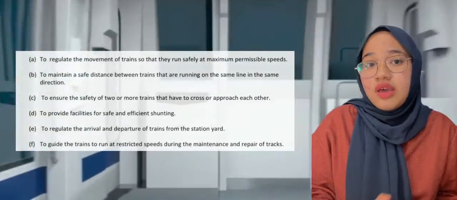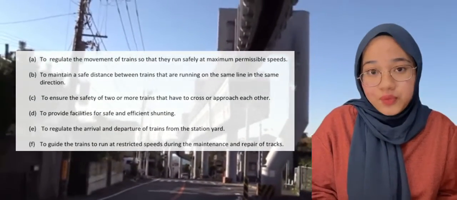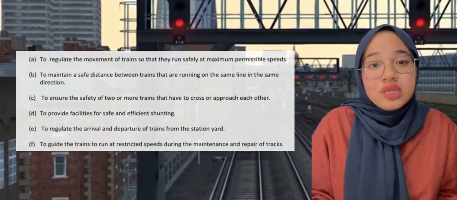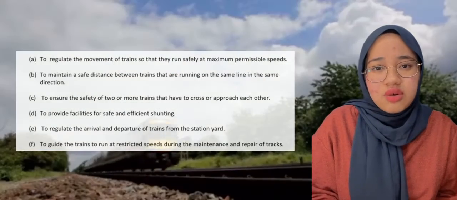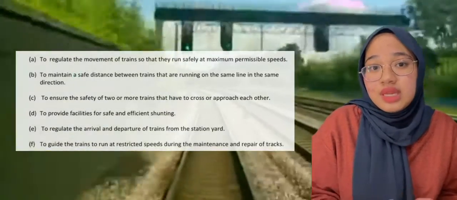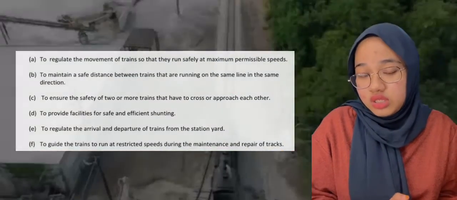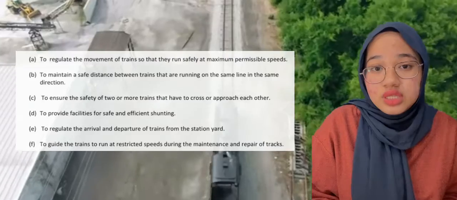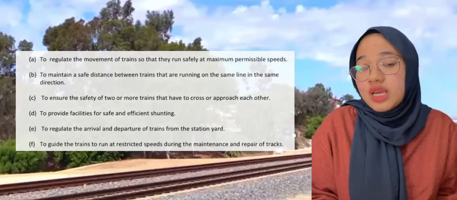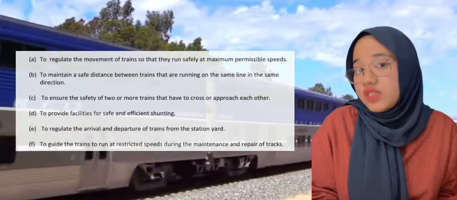First, I will explain the advantages. Most signaling systems use trackside signals to control the safe movement of trains and tell drivers what to do, such as regulating the movement of trains so that they run safely at maximum possible speed. Second is to maintain a safe distance between trains that are running on the same line in the same direction. Third is to ensure the safety of two or more trains that have to cross or approach each other. Lastly, to provide facility for safe and efficient shunting.